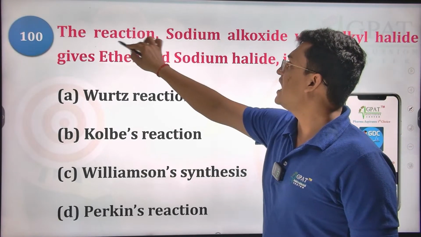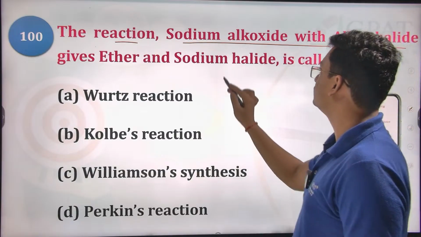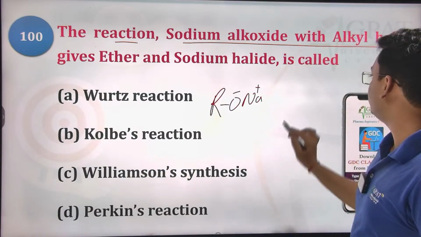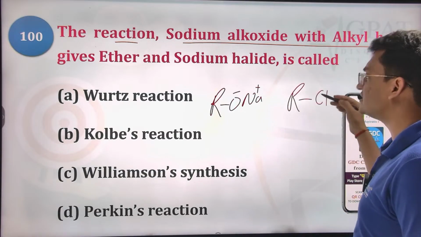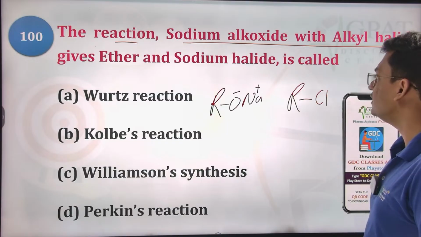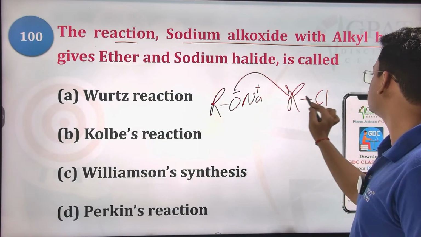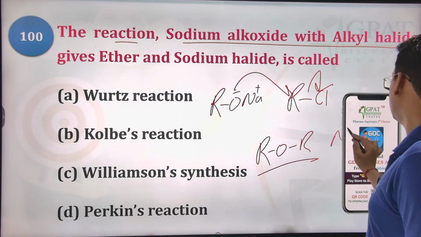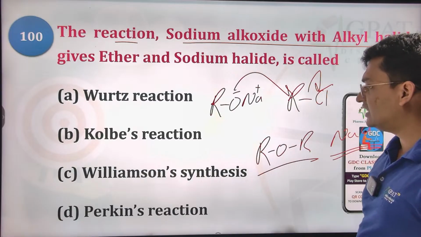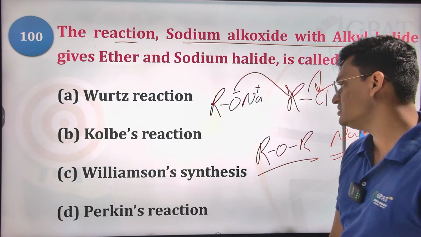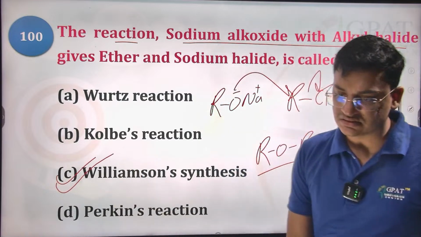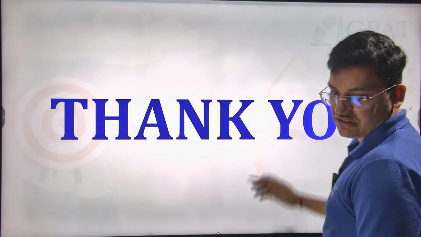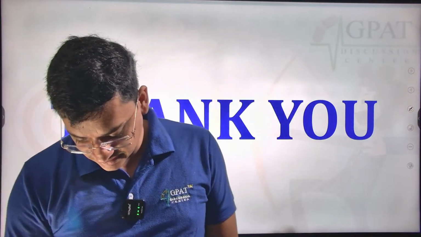And the reaction of sodium alkoxide, RO-Na+, with alkyl halide, let's suppose RCl, gives ether and sodium halide, ROR and NaCl. This reaction is known as the Williamson ether synthesis. C is the right answer.